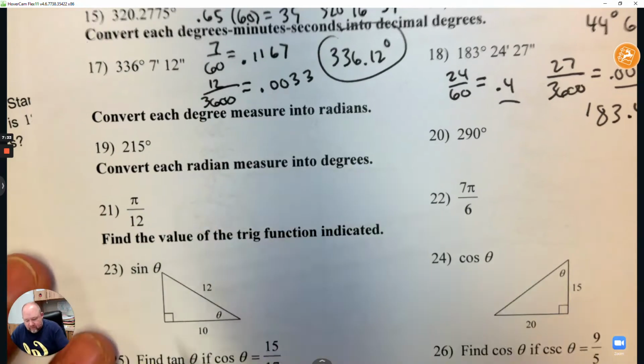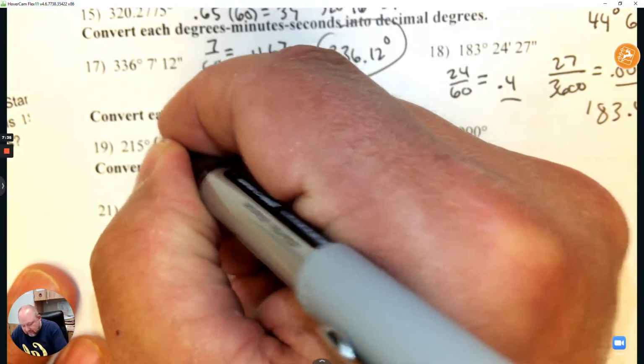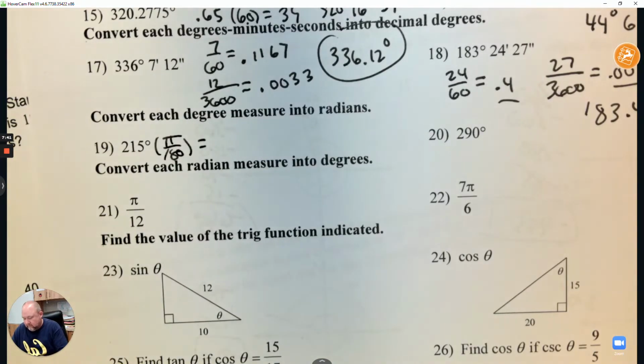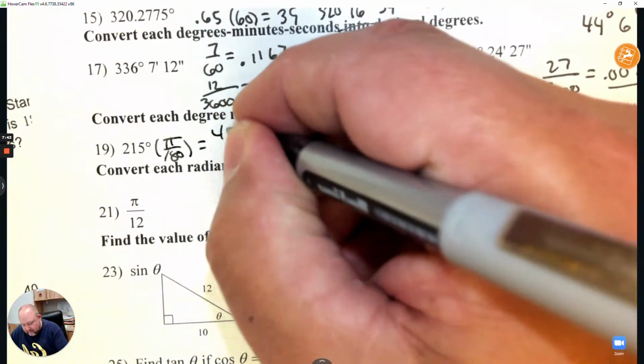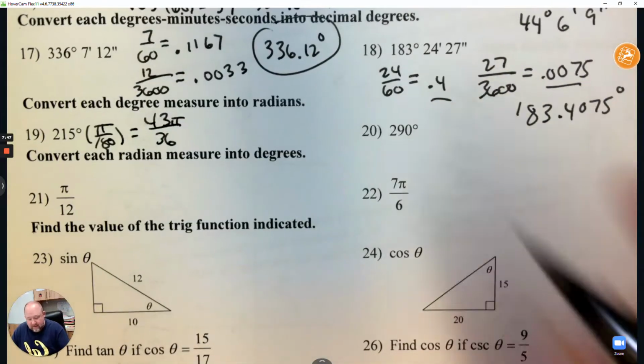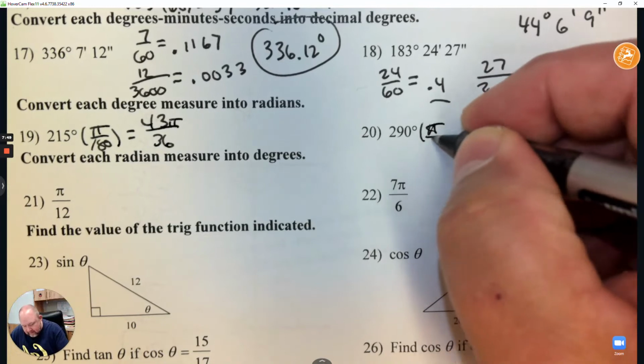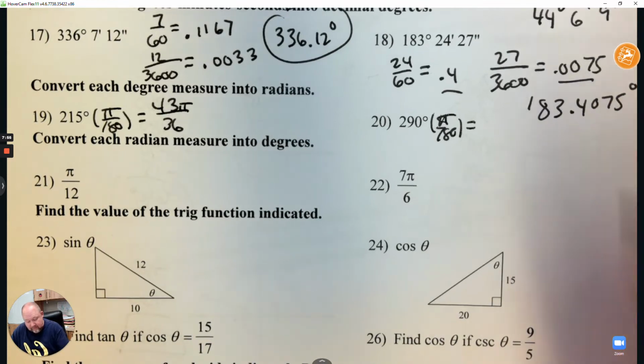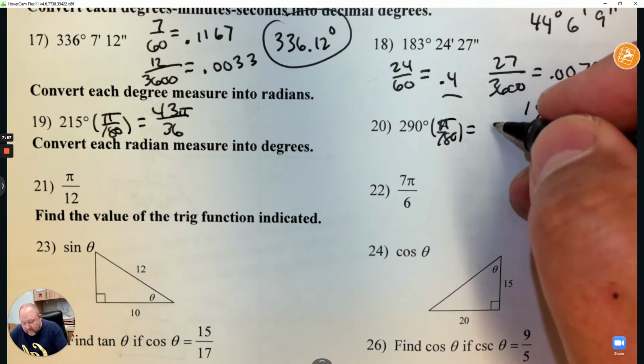All right, how do you convert from degrees to radians? You multiply it by pi over 180. You can use your calculator. And you get 43 pi over 36. Again, you're going to multiply by pi over 180. If these are special angles, then you should be able to do it by memory, but they're not. 29 pi over 18.